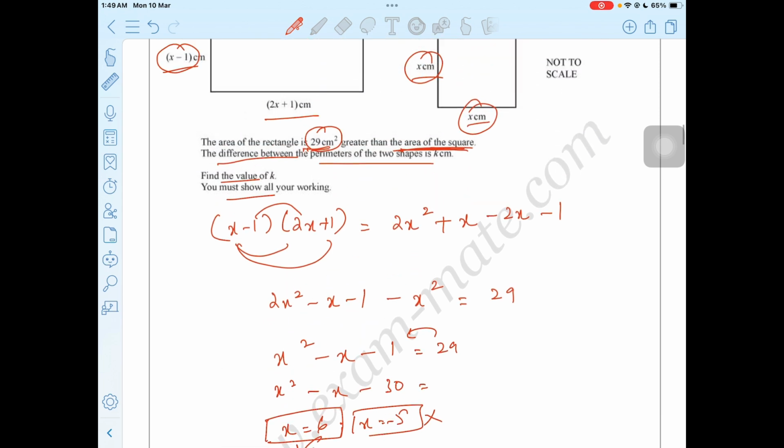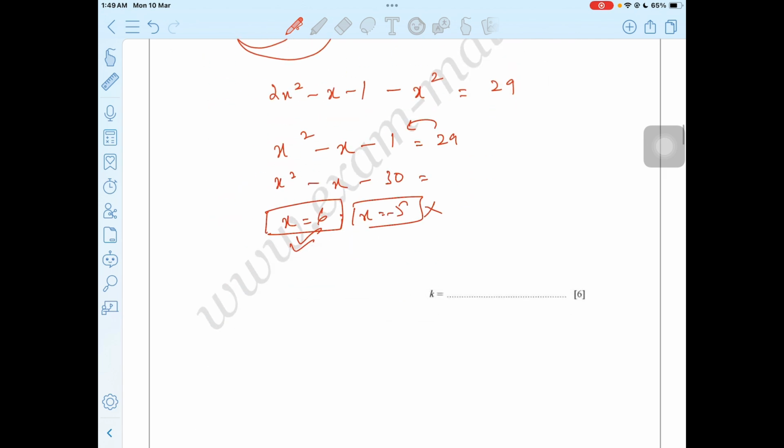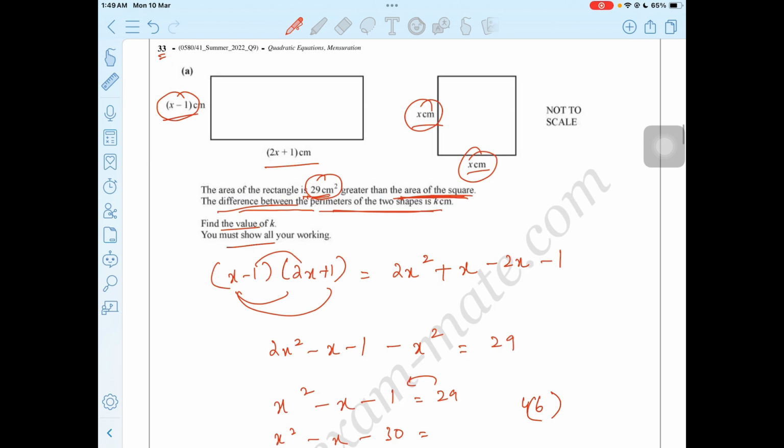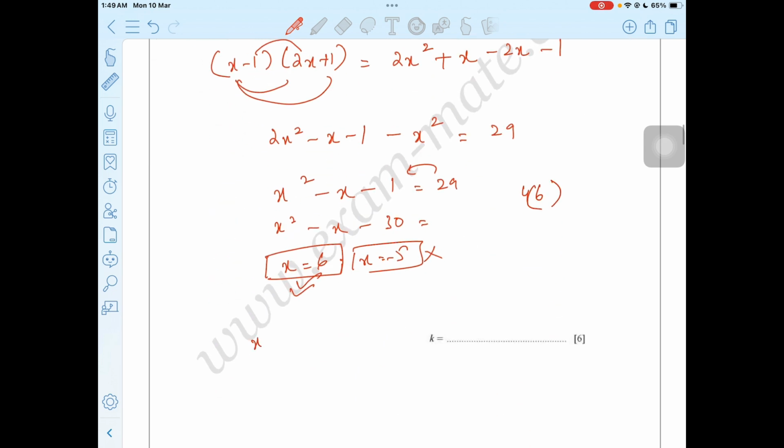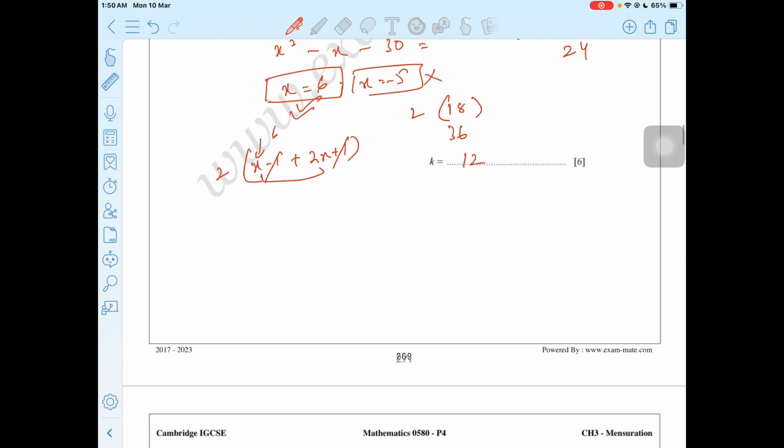Now since we have x equals 6, the difference between the perimeter of the two shapes, right? So we have 4 into 6, and then we have x minus 1 plus 2x plus 1. We multiply it by 2 and then plug in 6 over here. So this would be 3x, and 3 into 6 is 18. The minus 1 and plus 1 cancel out, so this would be 18 multiplied by 2, which is 36, and the square's perimeter is 24. 36 minus 24 is 12. Okay.